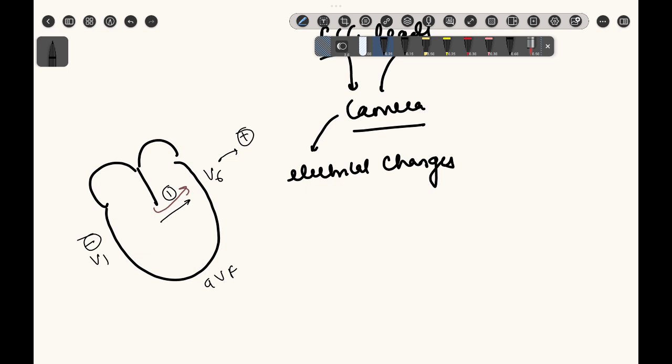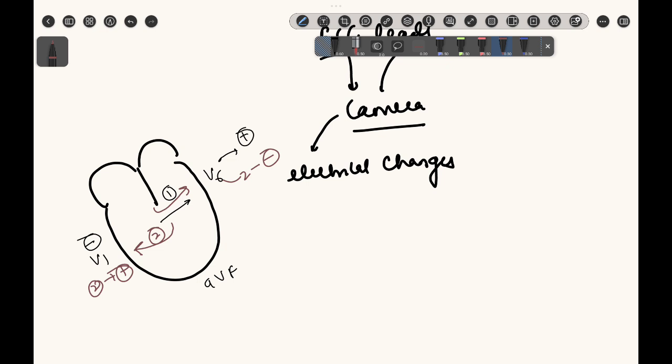Similarly, I draw one more current to explain in a simple way. Okay, if you see that a current is going towards V1 on the right side of the heart, for this current number 2, V1 will think that, oh my god, it is coming. But for V6, this current number 2 is going away. And for AVF, again the story is the same. It is not going or coming.